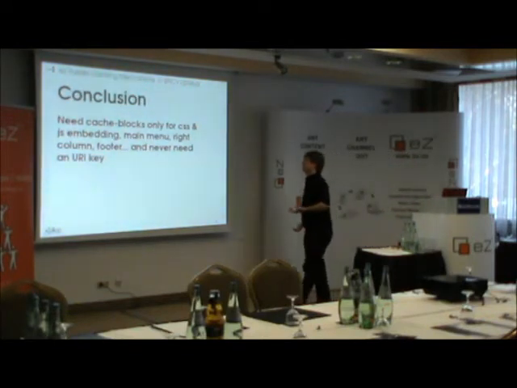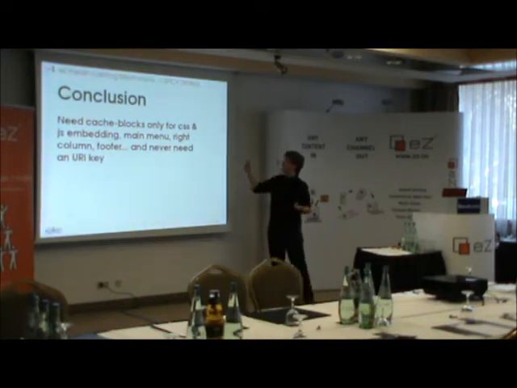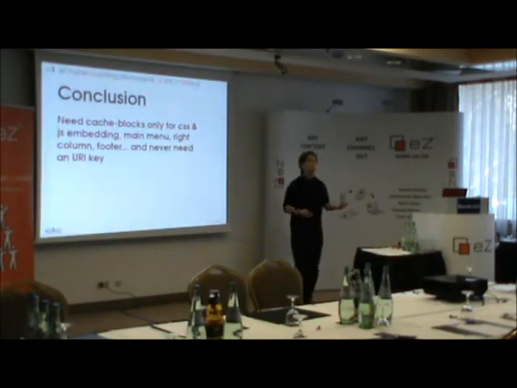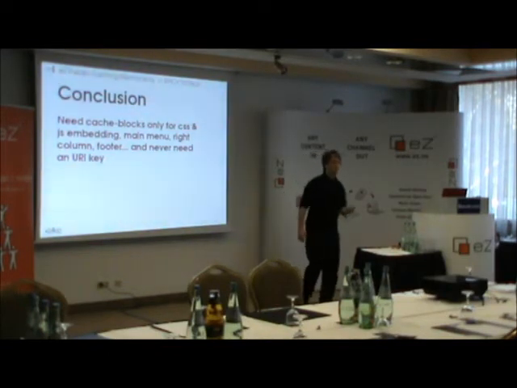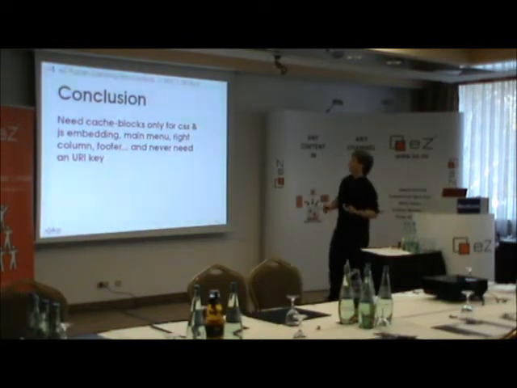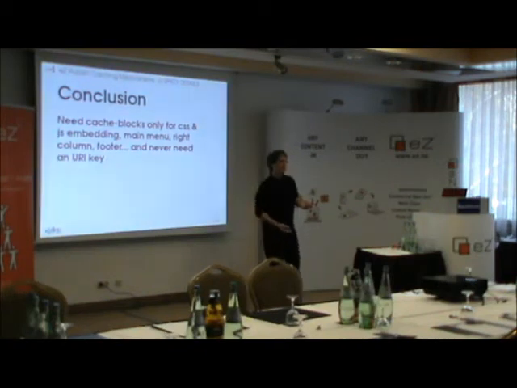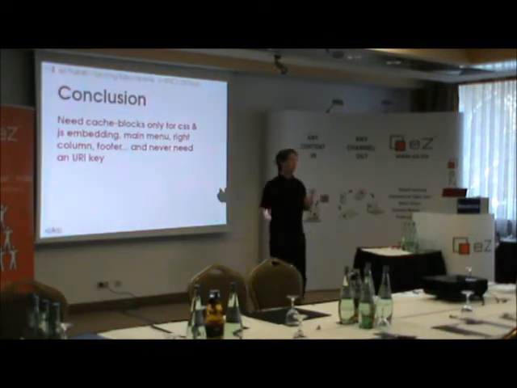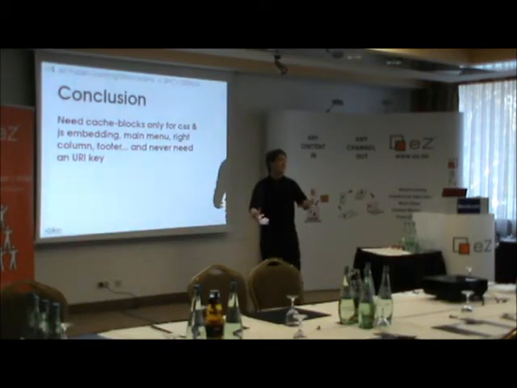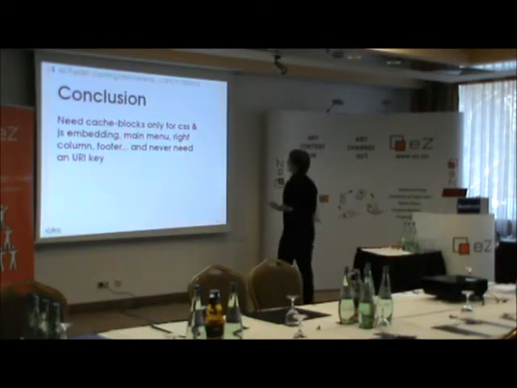At the end, I only need cache blocks for my CSS or JS embedding, but not so much at the same time. That's not so much impact. I need it for the main menu, but only with the CSS section. I guess I have between 5 and 10 values in my keys, so I have to generate between 5 and 10 template block files. If I have 2 site accesses, it will be more. But that's not a big deal at the end.